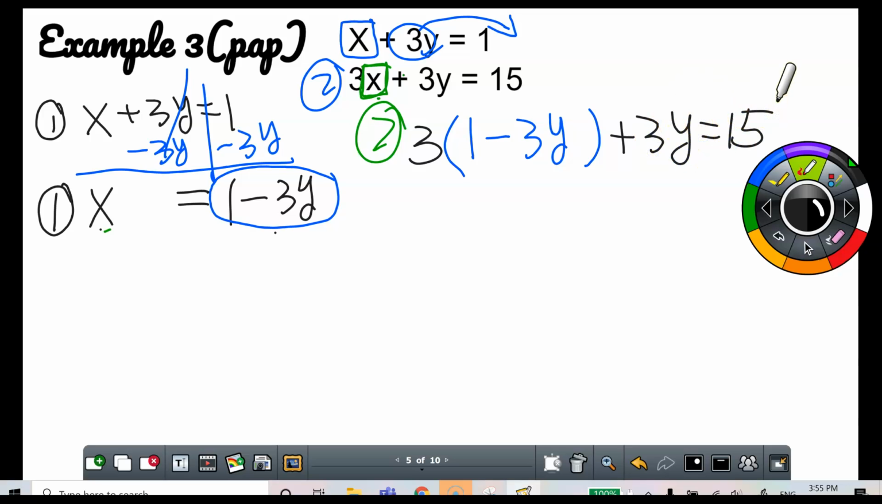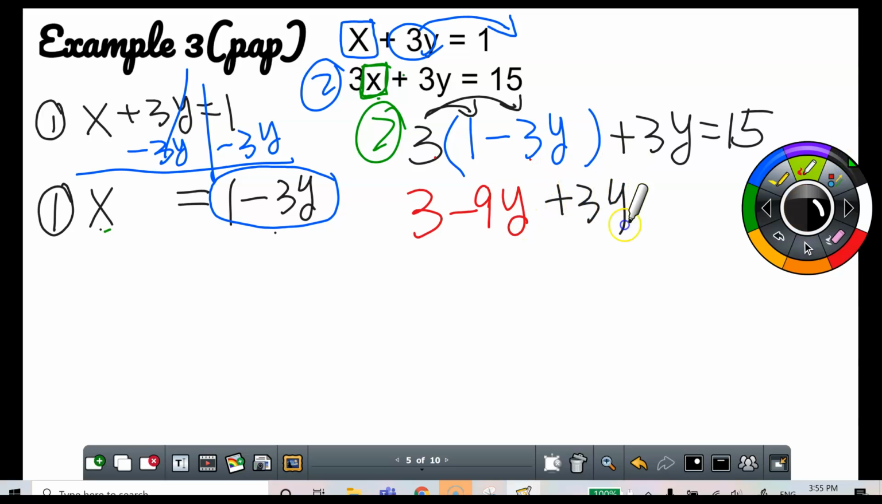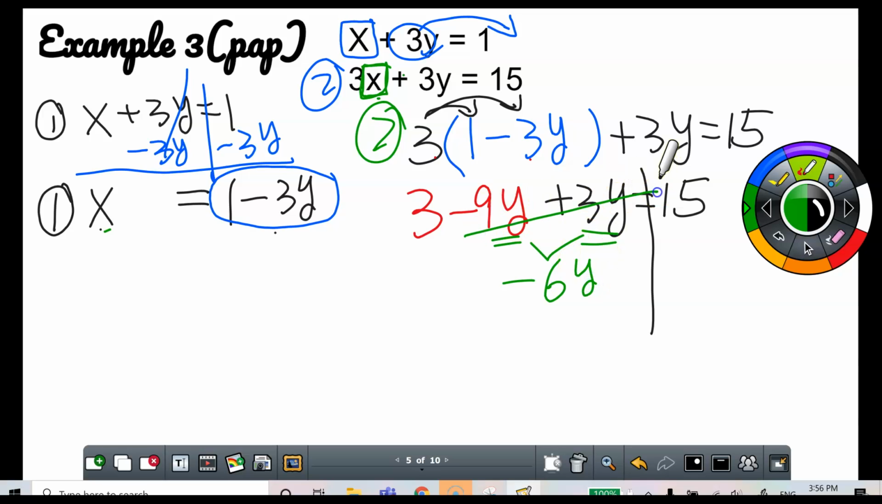And solve this equation. So first, get rid of the parentheses by distribution. So we have 3 times 1 is 3, and 3 times negative 3 is negative 9y. Okay? And copy down plus 3y equals 15. And keep solving it. First, combine like terms. Negative 9 plus 3 is negative 6y. After combining them, they're gone. And bring down the 3 in the front, equal sign, 15 on the other side.